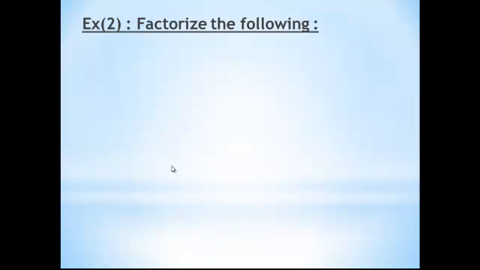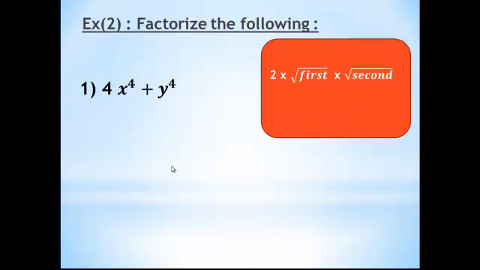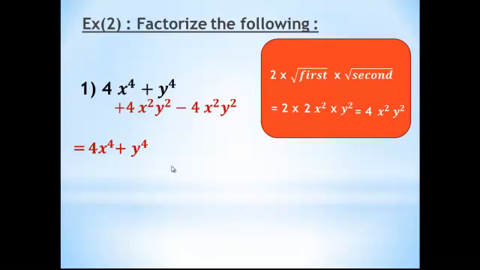Example 2. Factorize the following: 4x power 4 plus y power 4. 2 by root first by root second: 2 by root the first, 2x power 2, and root the second, y power 2. 2 by 2 equals 4x power 2 y power 2. 4x power 4 plus y power 4 stays the same, and add and subtract 4x power 2 y power 2.